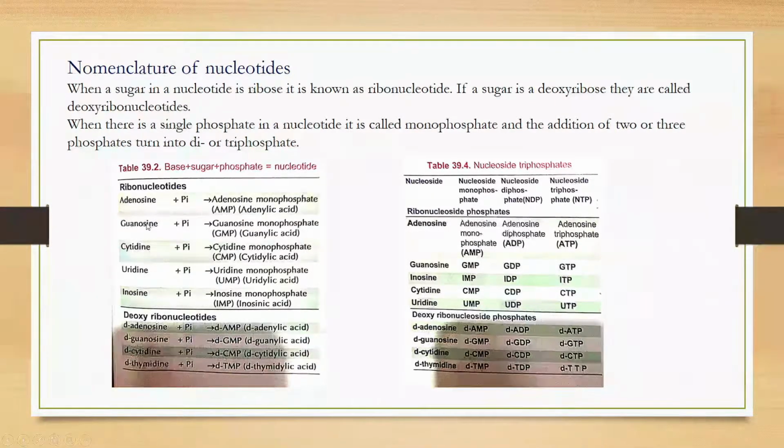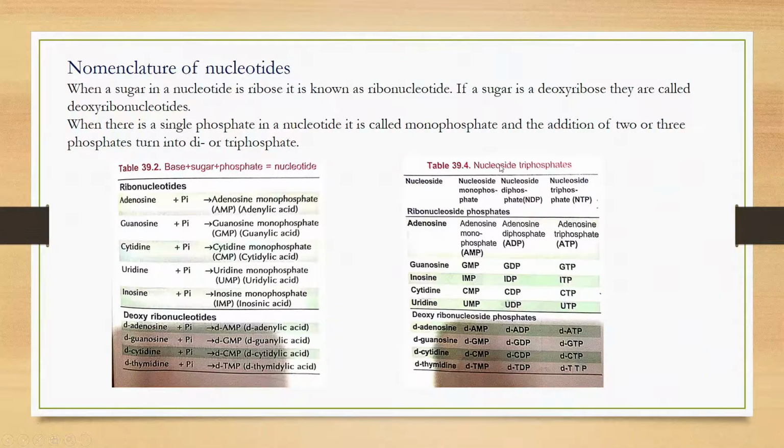Next, the nomenclature of nucleotides. When the sugar in a nucleotide is ribose, it is known as a ribonucleotide. If the sugar is deoxyribose, it is called a deoxyribonucleotide. And when there is a single phosphate in the nucleotide, it is called a monophosphate. You see adenosine monophosphate, guanosine monophosphate or guanylic acid, cytidine monophosphate or cytidylic acid, uridine monophosphate or uridylic acid, and inosine monophosphate or inosinic acid, IMP.